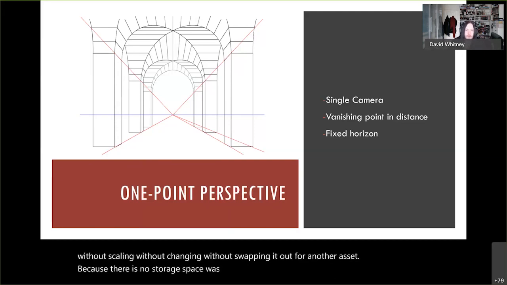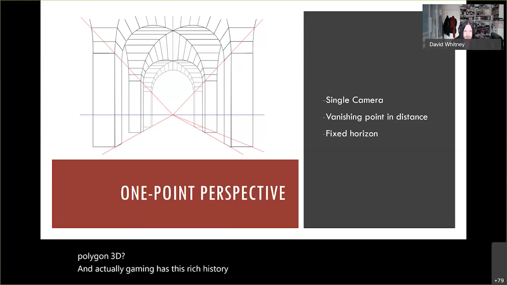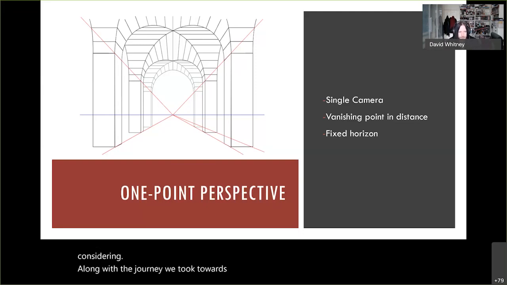It's worth remembering that when we talk about 3D today, what we're really referring to is polygonal 3D. And actually, gaming has this rich history of pre-polygonal 3D graphics that are worth considering, along with the journey we took towards high-performance polygonal 3D.